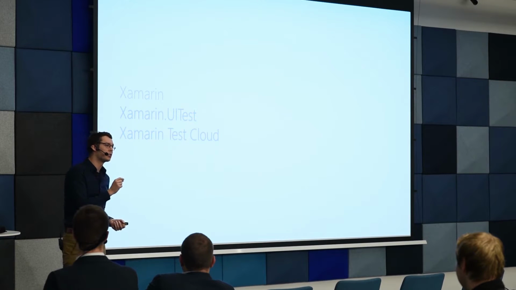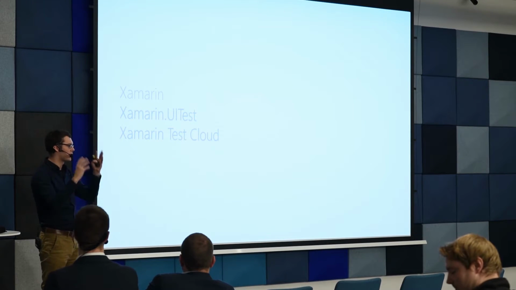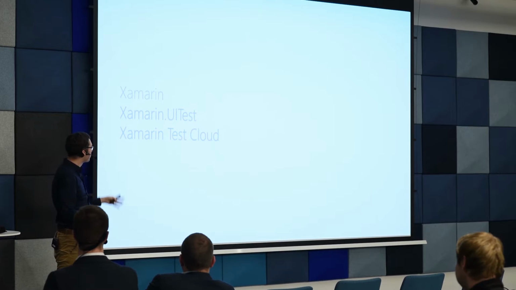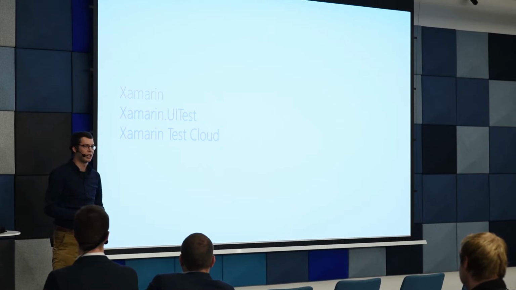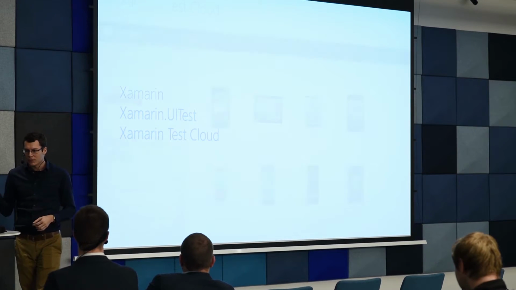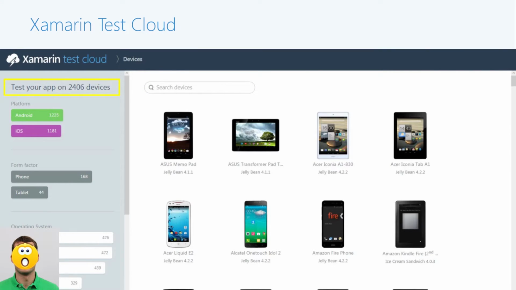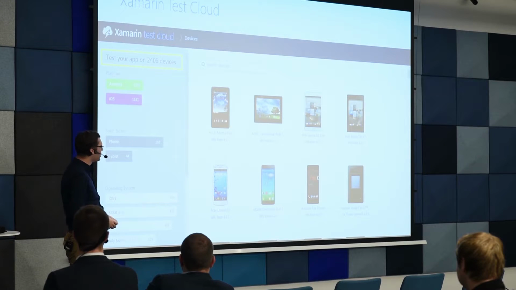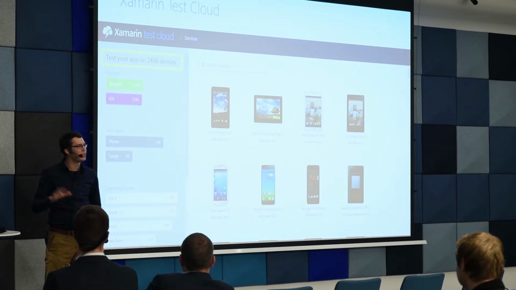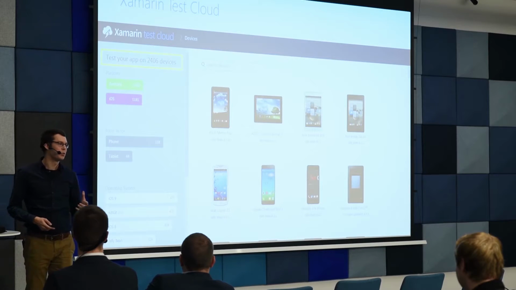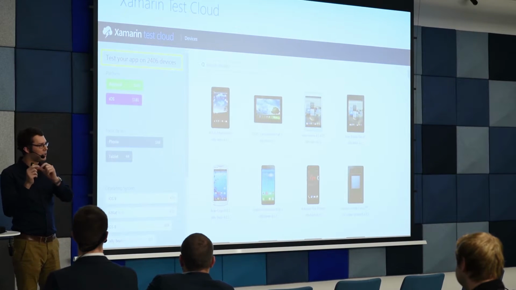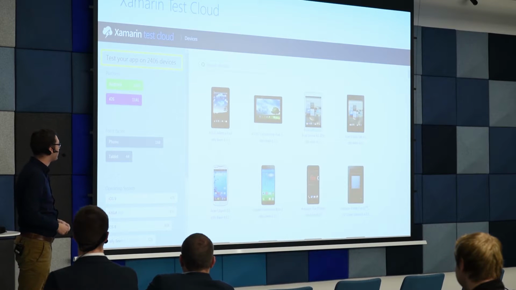So what if he wanted to test it on this exotic device? There's another service, and it's called Xamarin Test Cloud. Xamarin Test Cloud is a service offered by Xamarin, which is now Microsoft, and it has 2,406, as of yesterday, physical devices in a data center in Denmark, and they allow you to take your app, take your UI tests, and submit them to those devices.